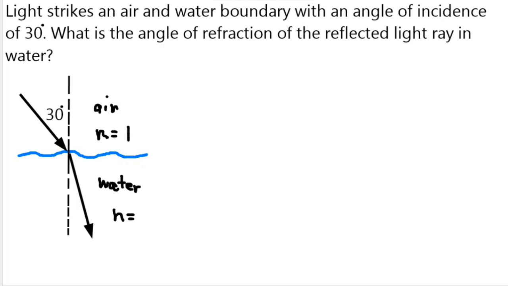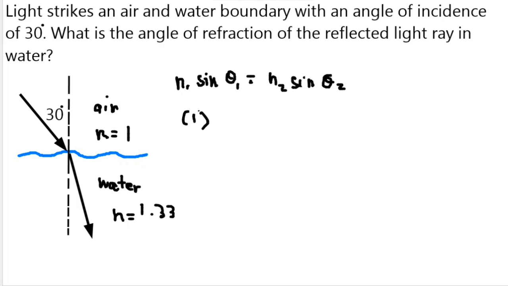So we have air here and we have water here, and the index of refraction of water is 1.33. So what we're going to do is calculate theta 2, which is going to be the angle of refraction. So we have n sub 1, that's going to be 1, times sine 30 equals 1.33, the index of refraction of water, times sine theta 2.